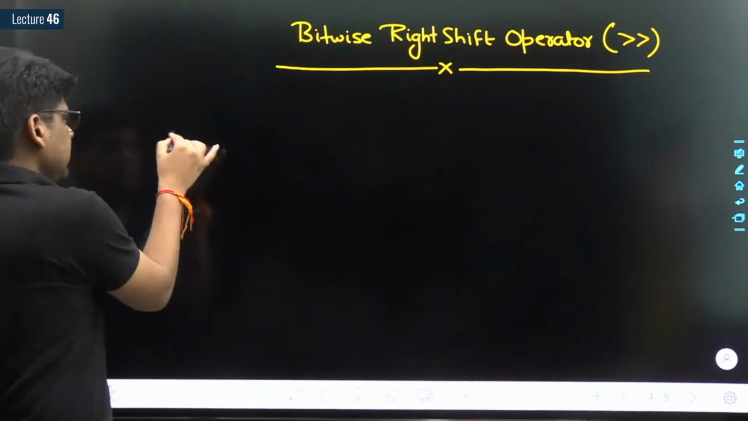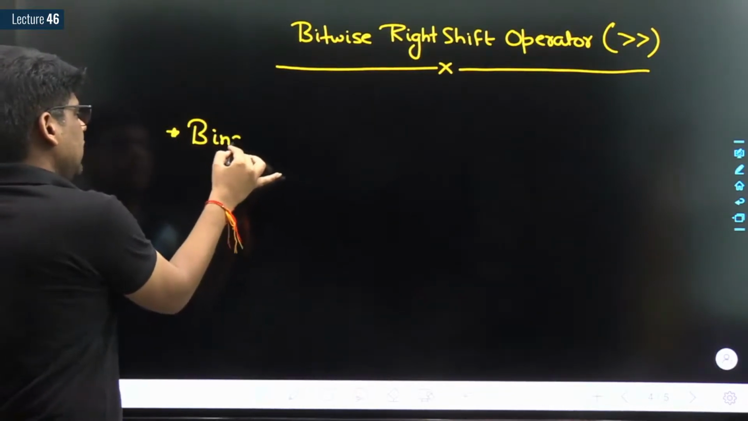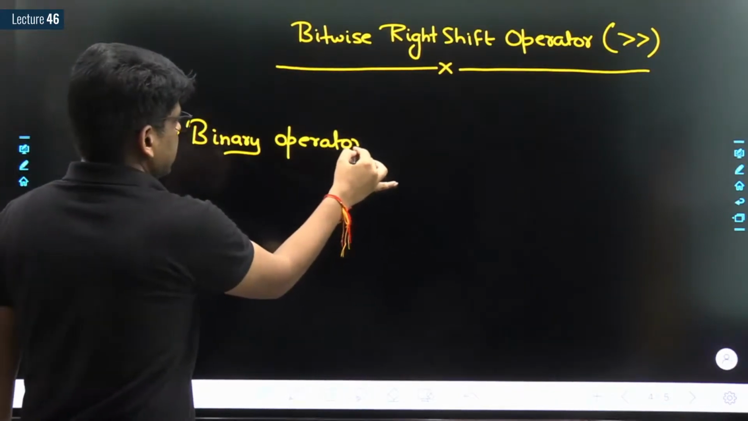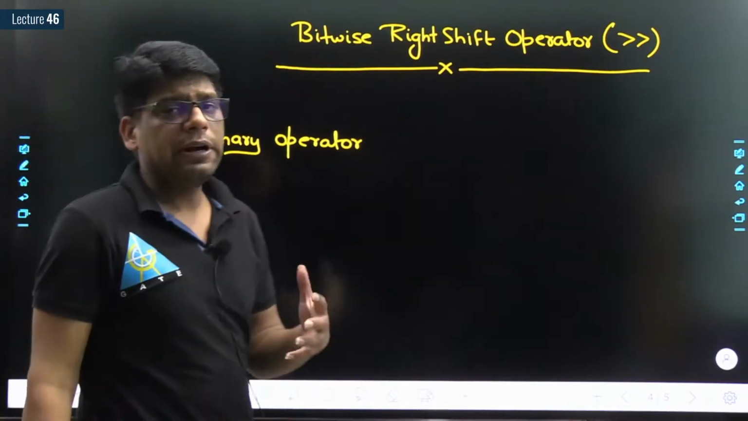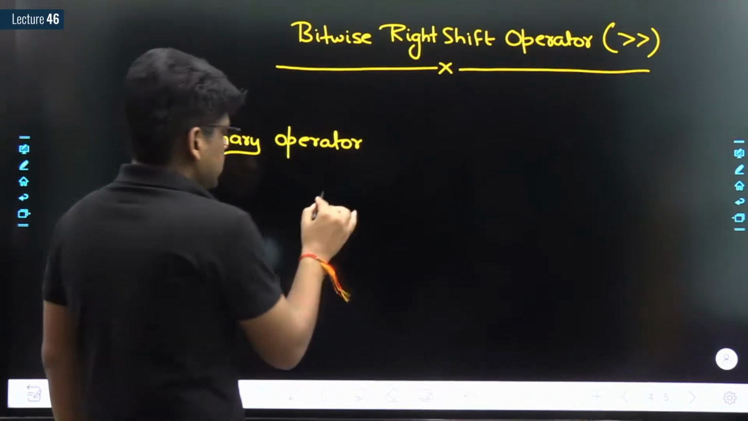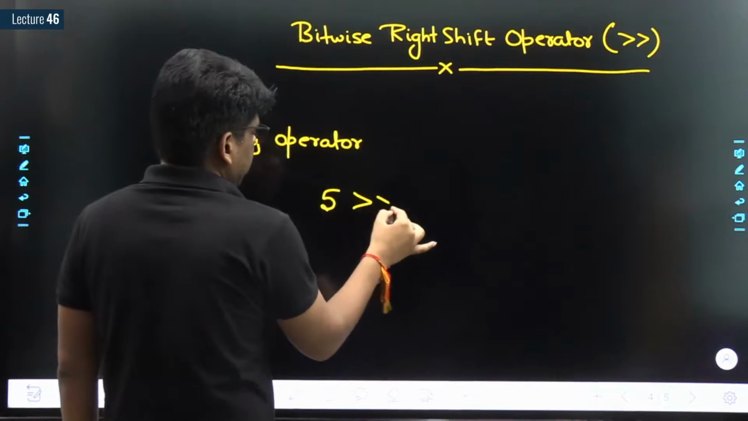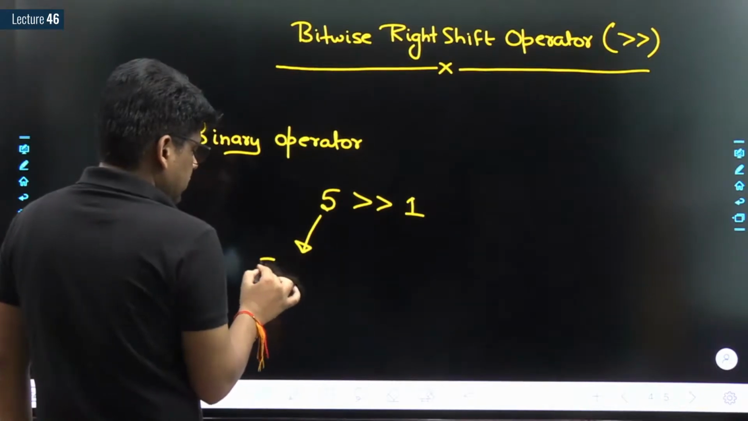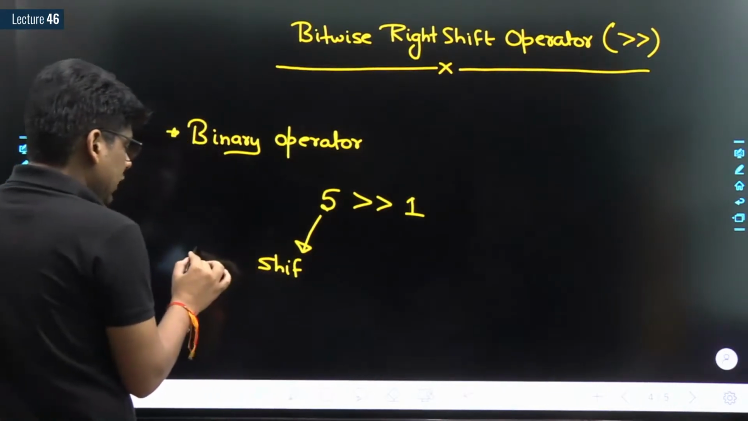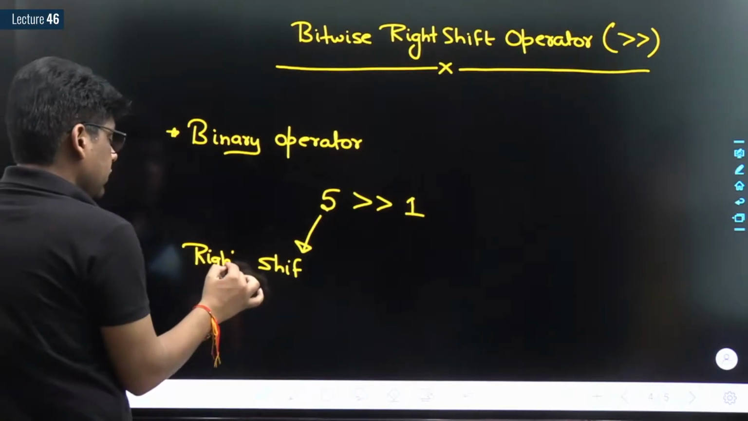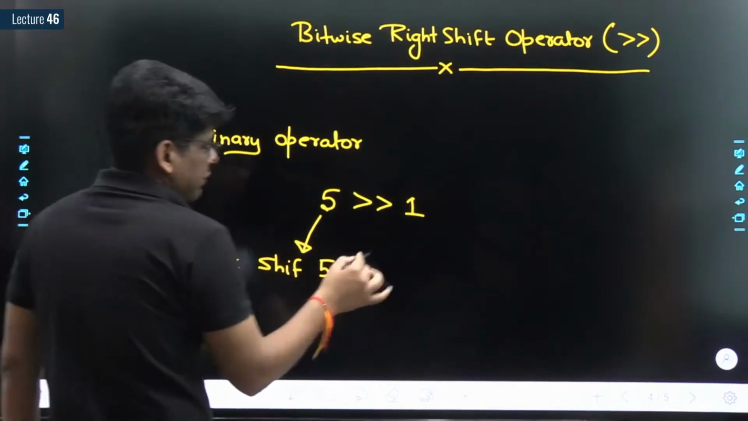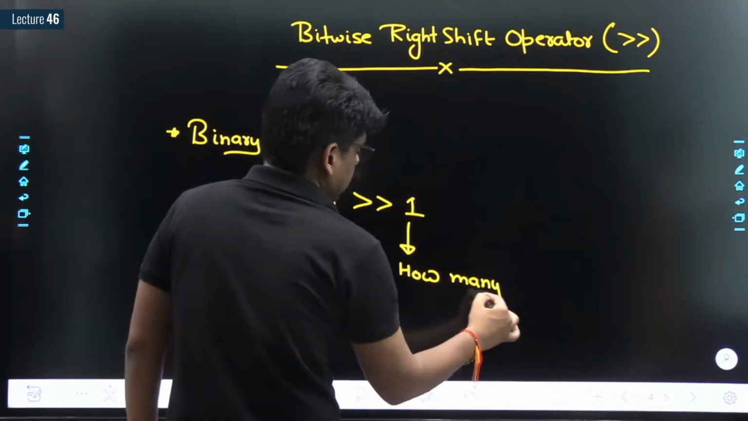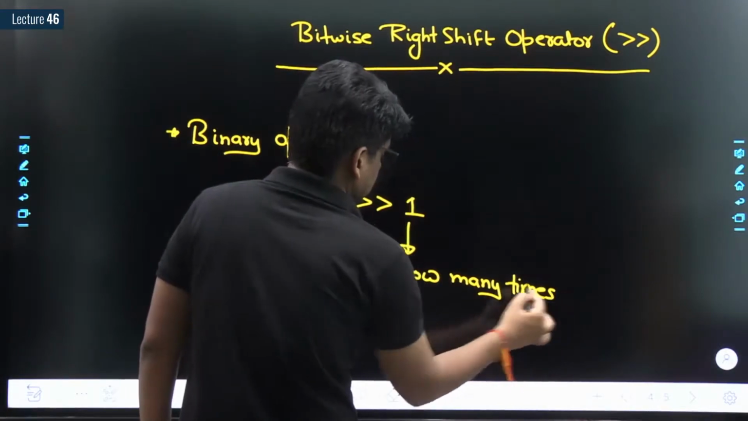The very first thing we need to understand is that it is a binary operator. That means it requires two operands to work upon. What does that mean? If I say 5 right shift 1, what does that mean? Shift to the left or to the right? Right shift. 5, how many times? One time.